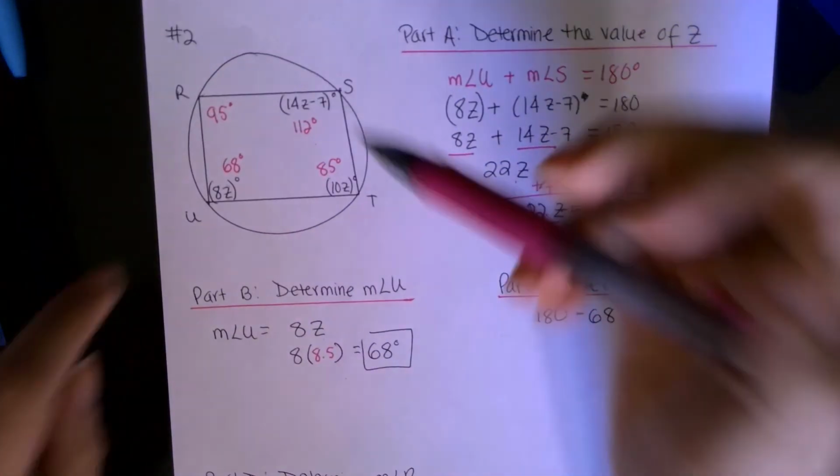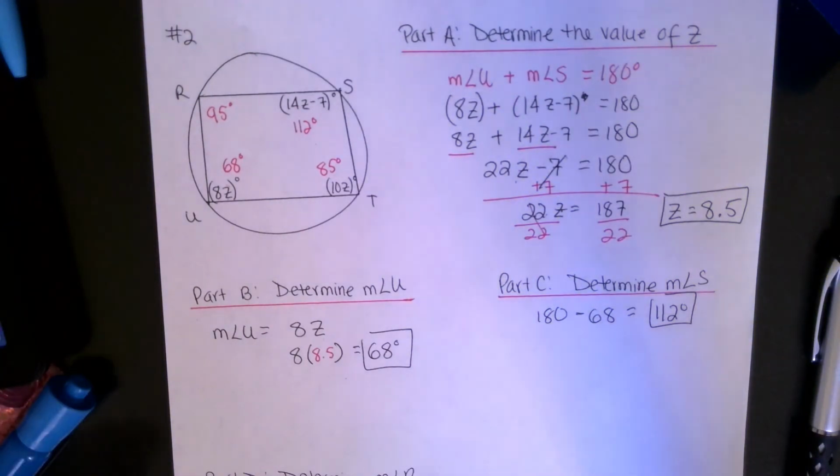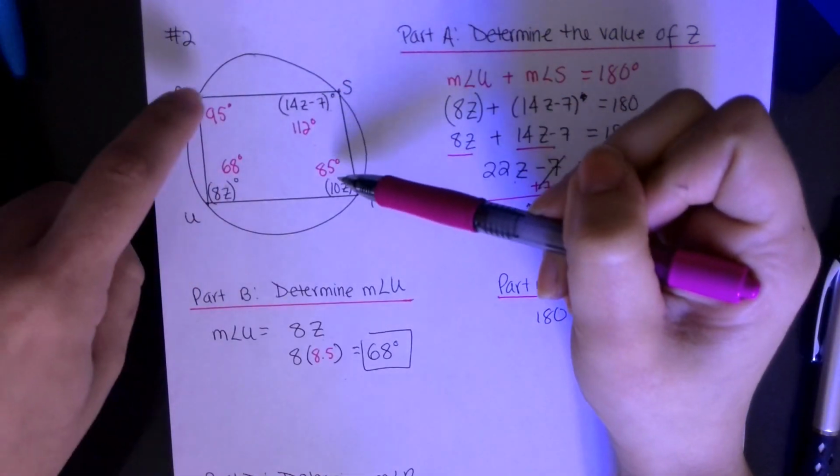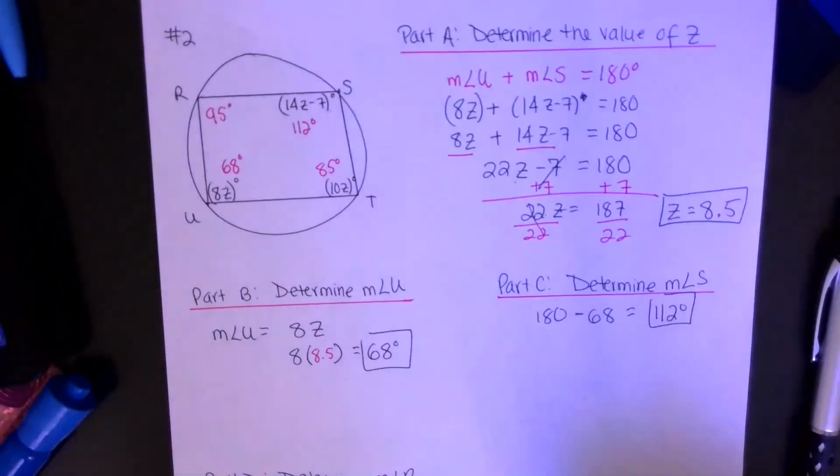Okay, so remember, a quadrilateral inscribed in a circle, opposite angles are supplementary. These two add up to 180 and these two add up to 180.